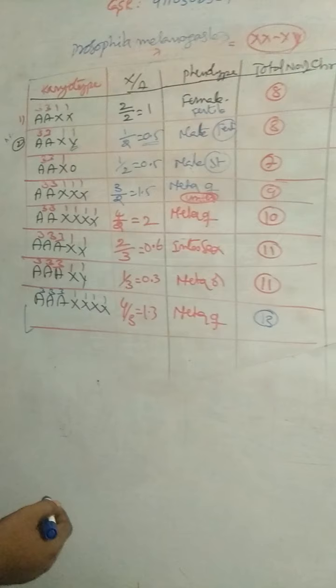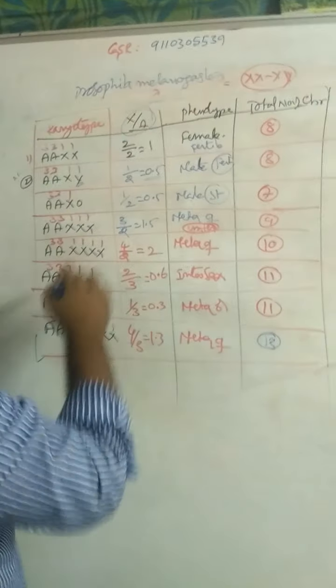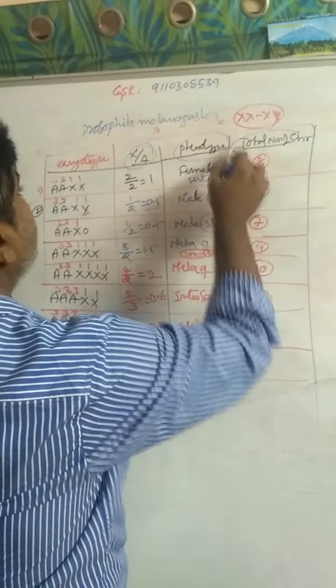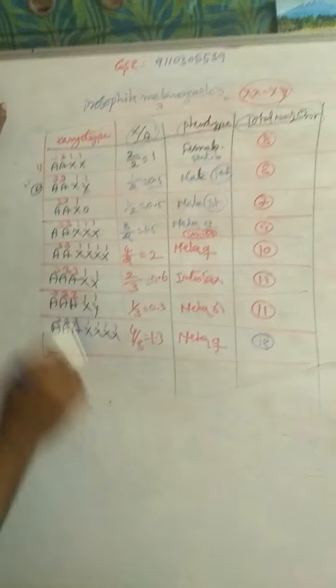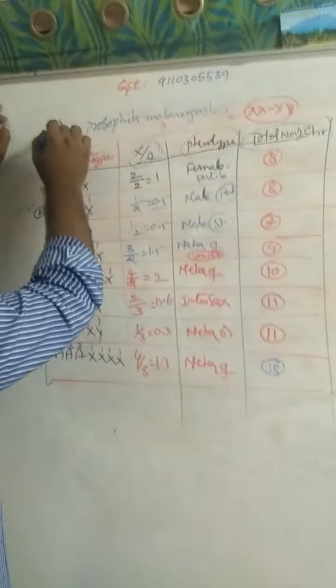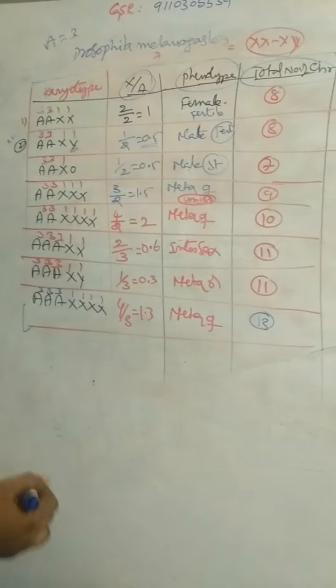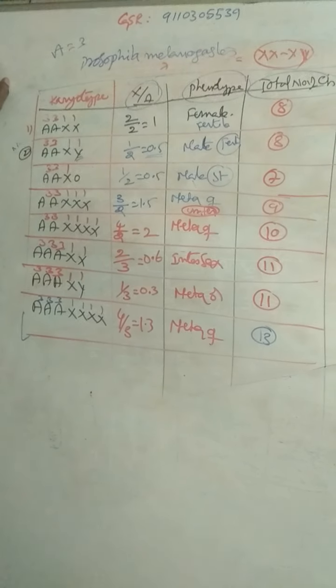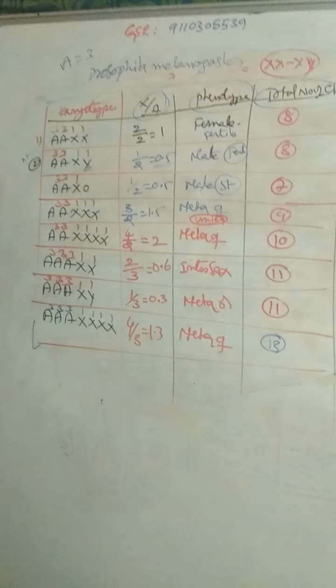So any combination they give, we can find the X by A ratio. Then we can determine the phenotype. Then we can calculate the total number of chromosomes. In total number of chromosomes, A is equal to 3 chromosomes. That is about Bridges theory of sex determination in Drosophila.